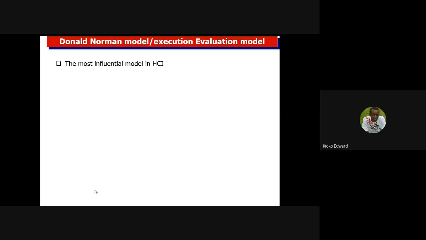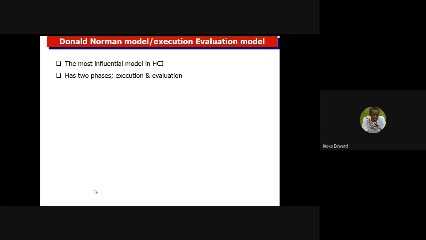This one is the most influential model in human-computer interaction. The reason being it's very straightforward. Once you go through the model, you are actually able to understand how interaction takes place between the system and the user. As opposed to the other models, it's one of the most influential models that has been able to inform us on how the interaction takes place between the user and the technology.